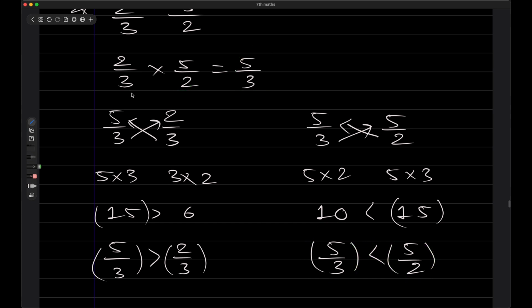So if we take the proper fraction, then the product will always be greater than the proper fraction, and if we take the improper fraction, the product will be smaller than the improper fraction.